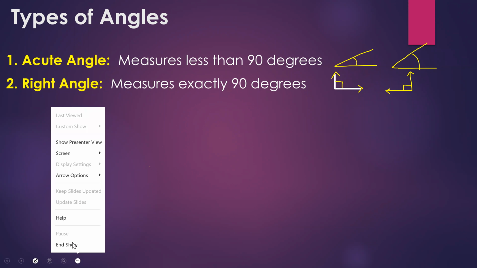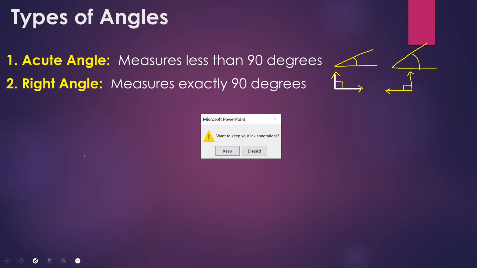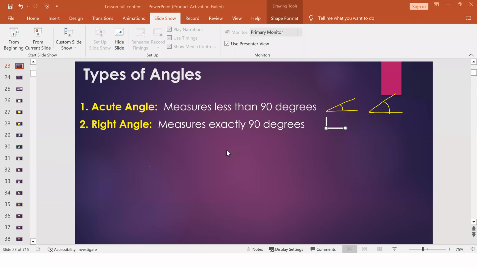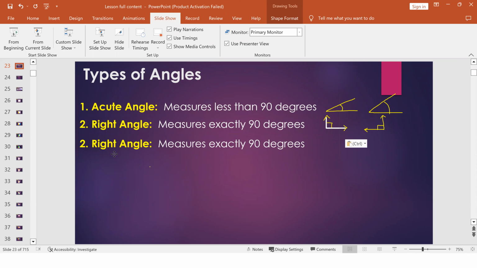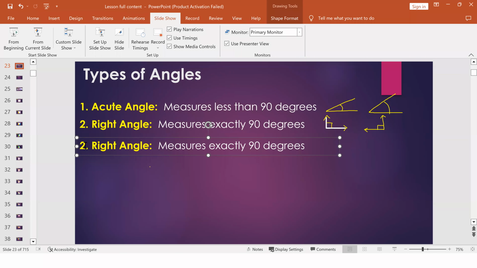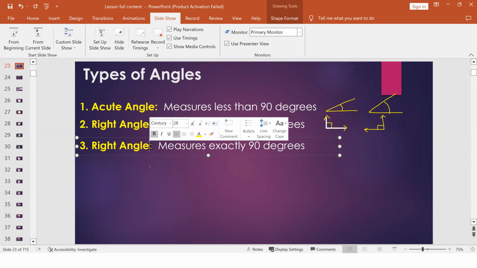Okay, so let's look at the next type of angle. We have one that measures less than 90, one that measures 90, and then we have another one. Does anyone know the next one? Some of you learned this before, so you should know. Obtuse.